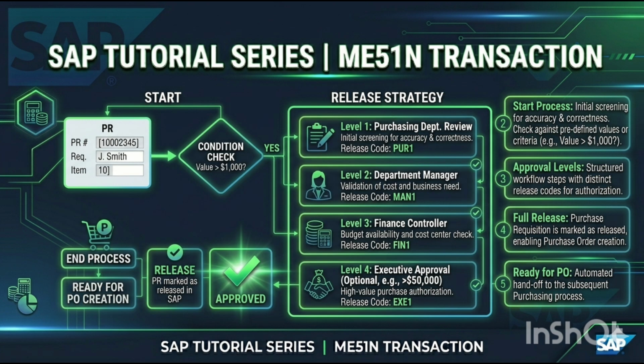Moving towards the release strategy and the approval process. Most organizations use a release strategy for controlling PR approvals. The strategy is based on value limits, material groups or departments. Release codes are assigned to approvals, so the workflow can have multiple levels. For example, a manager approval for small amounts and director approval for higher values. This ensures proper authorization and prevents unauthorized spending.